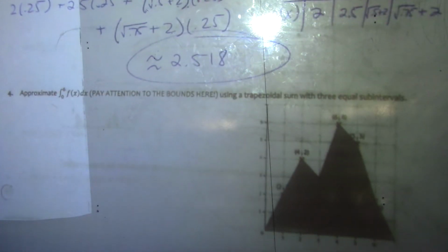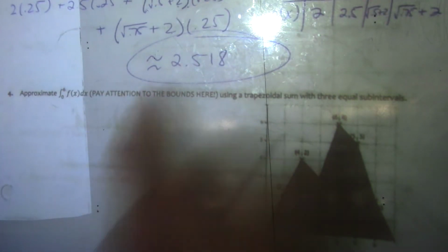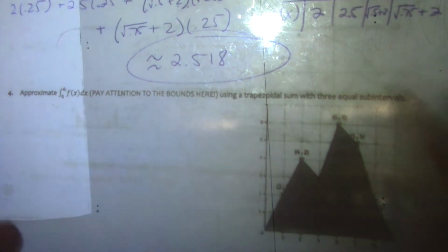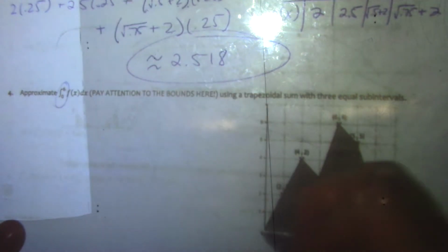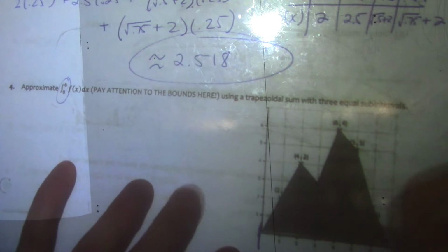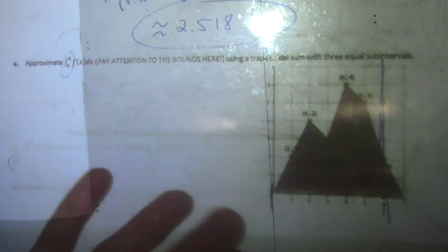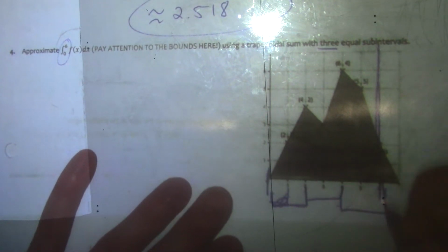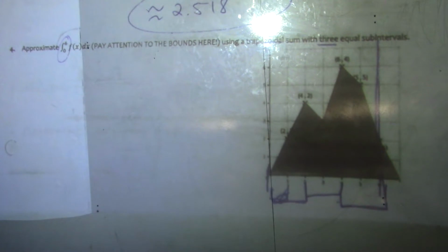Number 4, we are approximating the area. I'm only going from 0 to 6, so be really careful. There were questions on the test that I got wrong because I didn't pay attention to something like that. So from 0 to 6, and we're doing it in 3 equal subintervals, so we're going 0 to 2, 2 to 4, and 4 to 6. So I want 3 subintervals.